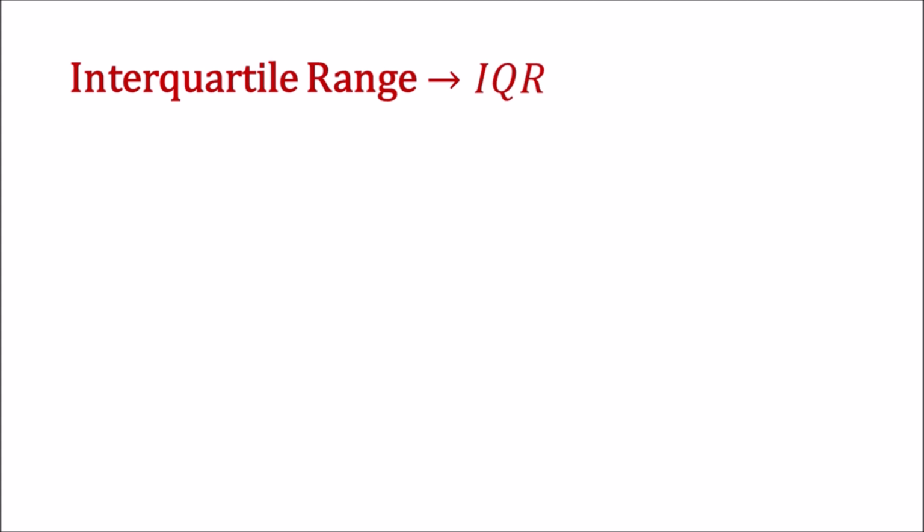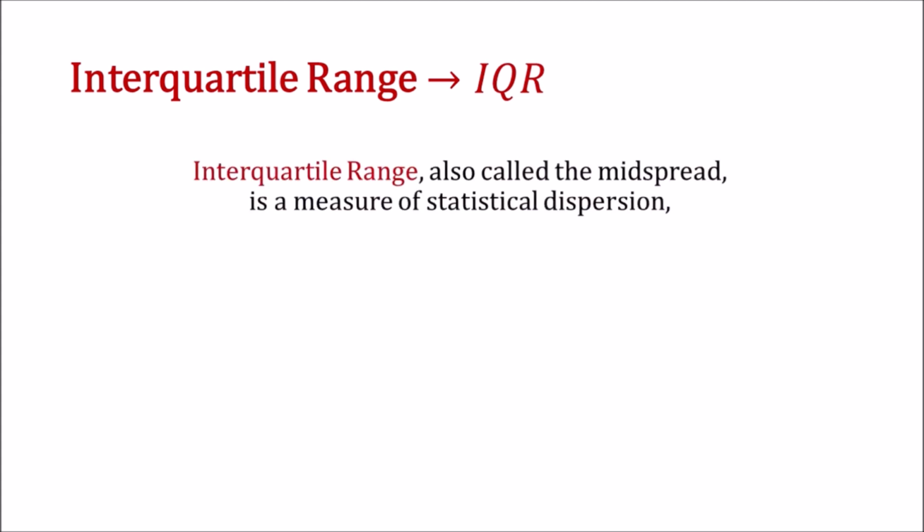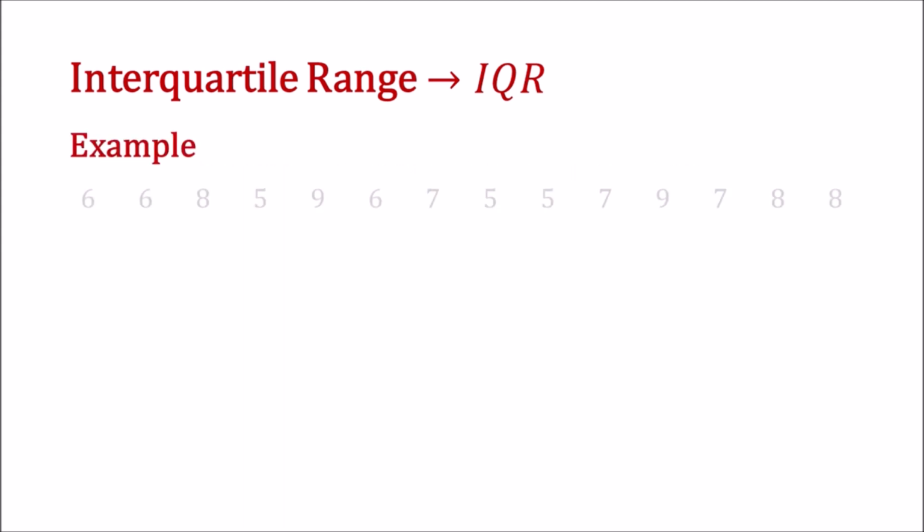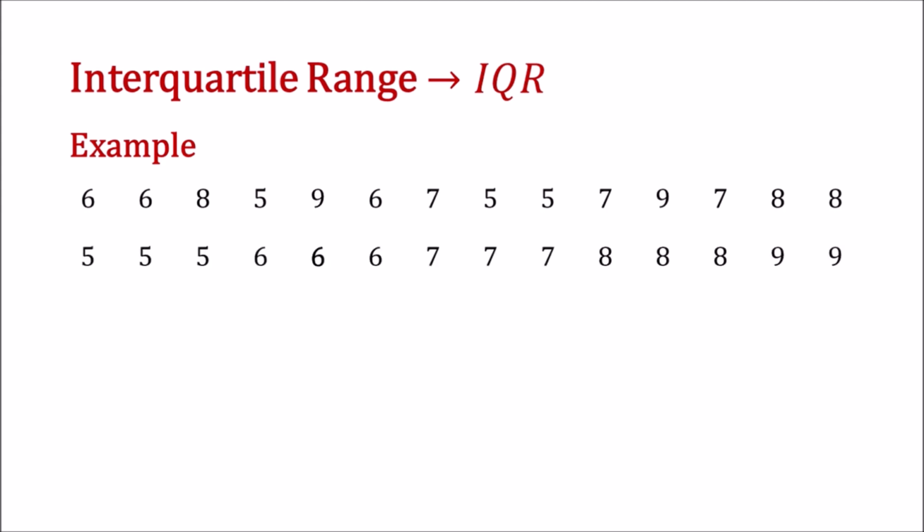Interquartile range. Interquartile range, also called the mid-spread, is a measure of statistical dispersion, being equal to the difference between upper and lower quartiles. The formula of interquartile range is IQR equals Q3 minus Q1. Example. Given data like this. We arrange the data from the lowest. The lower quartile is 6, and the upper quartile is 8. So, the interquartile range is as follows.